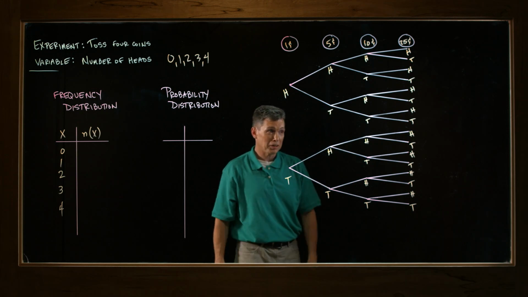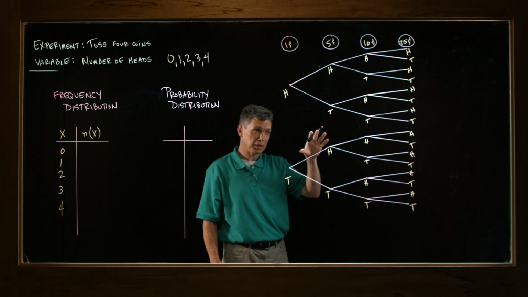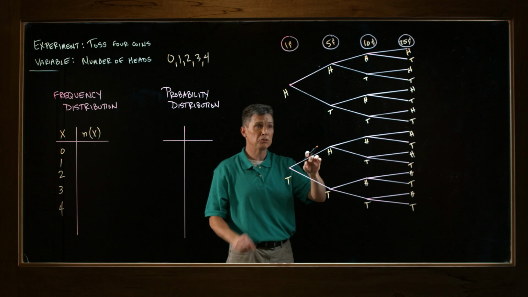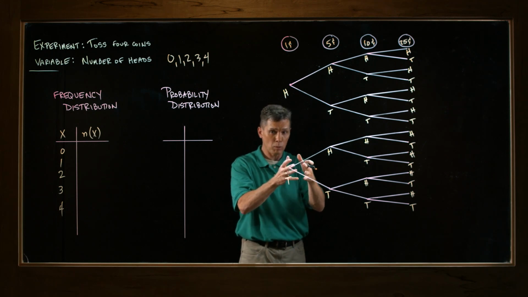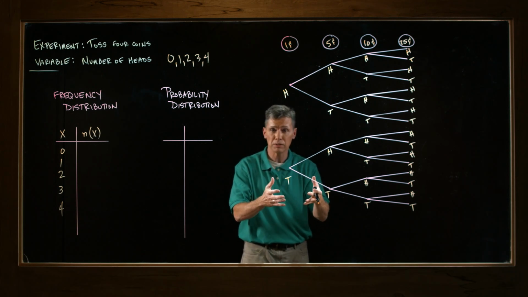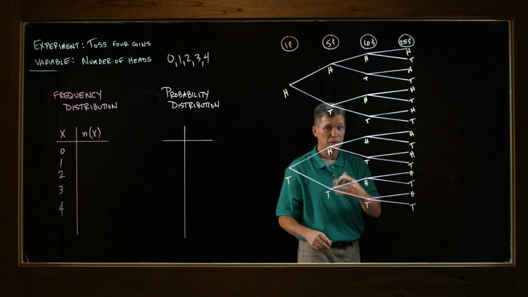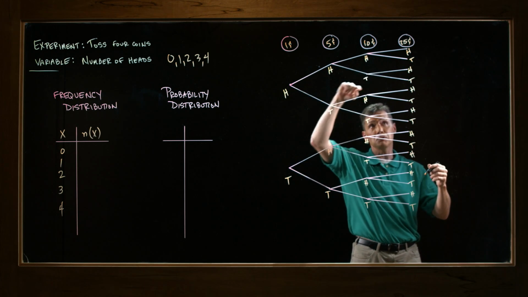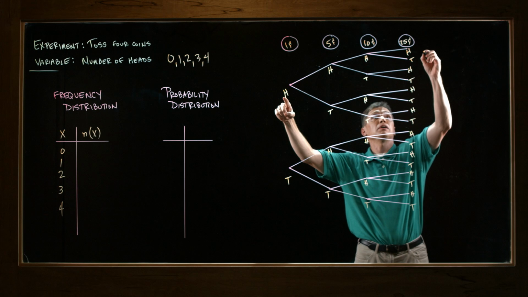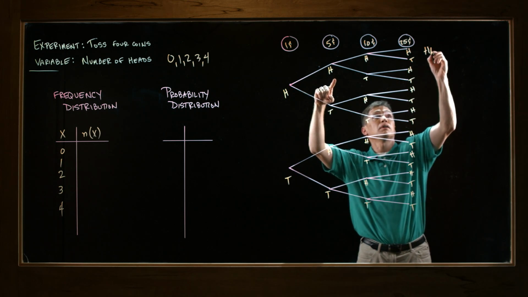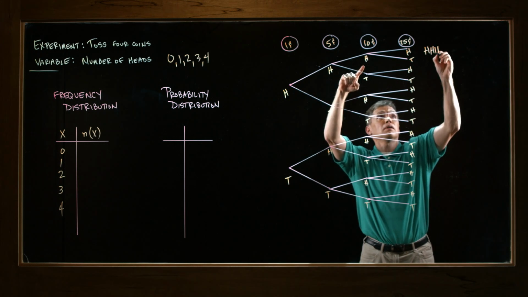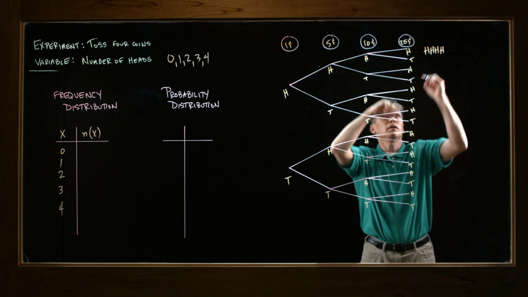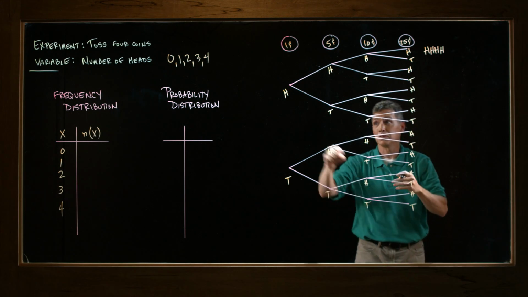Okay, just to take a breath there, that was the purpose behind this organizational scheme, just to try to keep track of the different ways that this experiment can play itself out. One way that the experiment could end up is if I now read up and across these branches, I could get heads, heads, heads, heads. All the coins are heads.